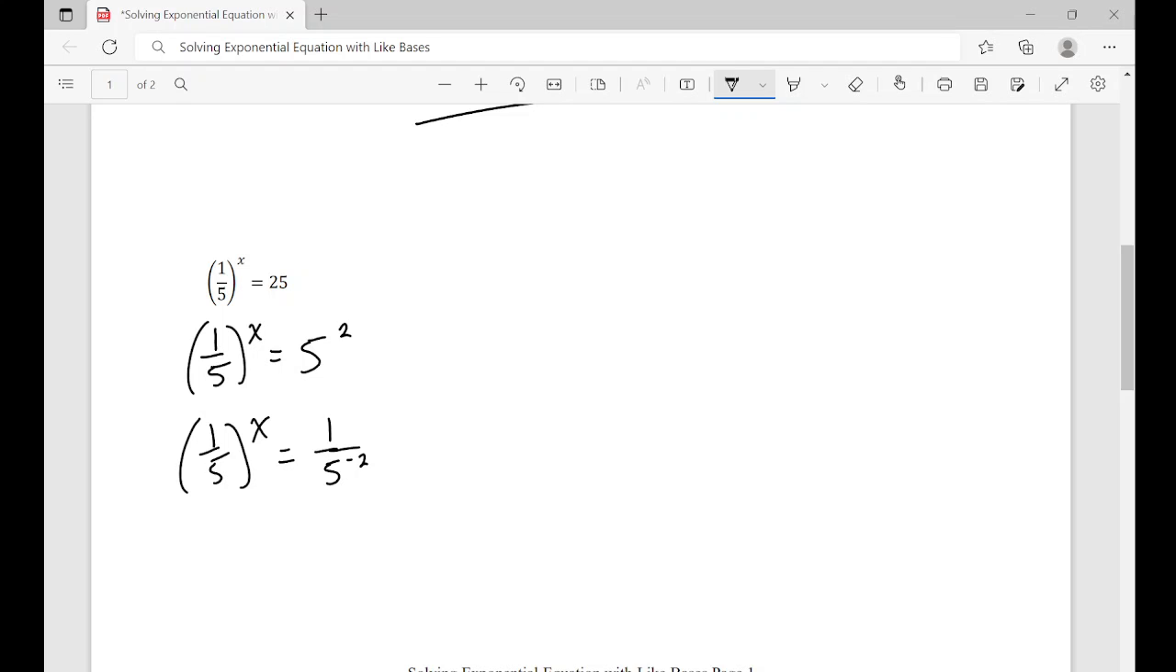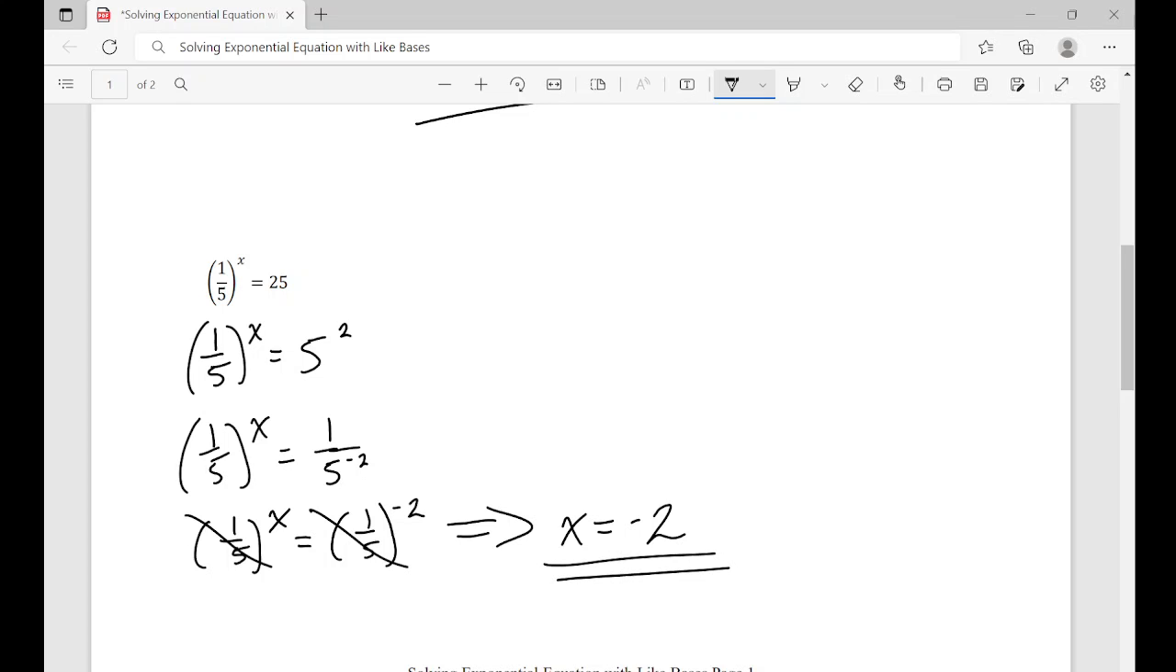So I can say that 1/5 to the x is equal to 1/5 to the -2. Now that I have the exact same bases, I can get rid of them and focus on the exponents. So x equals -2. And here is my solution to this exponential equation.